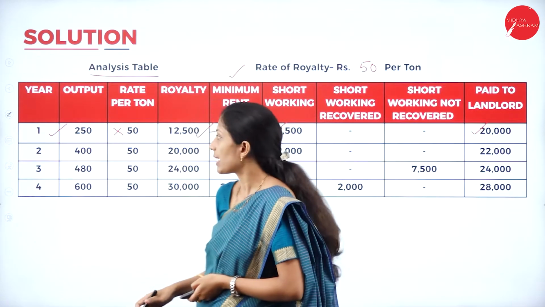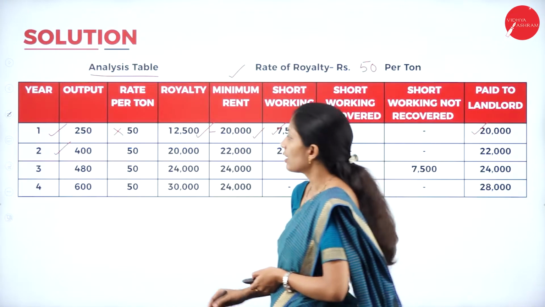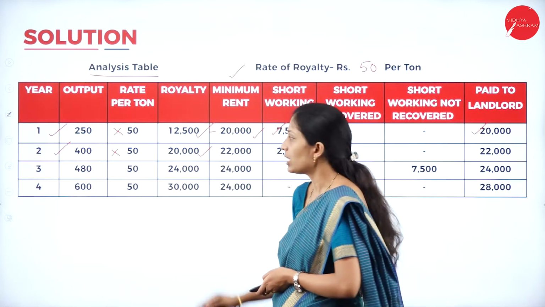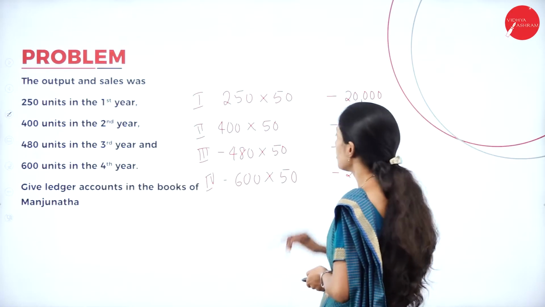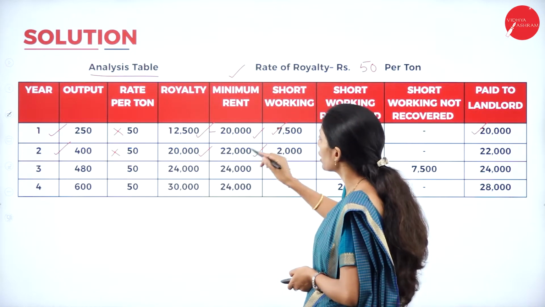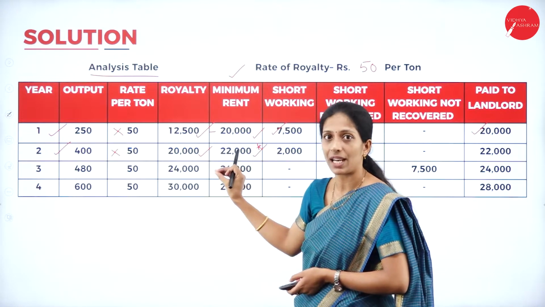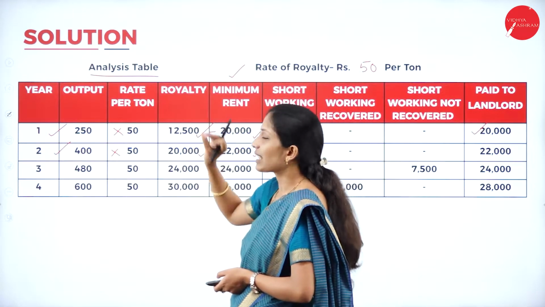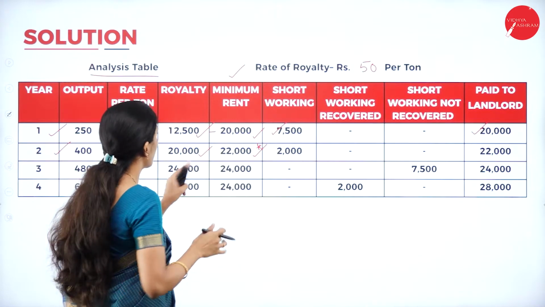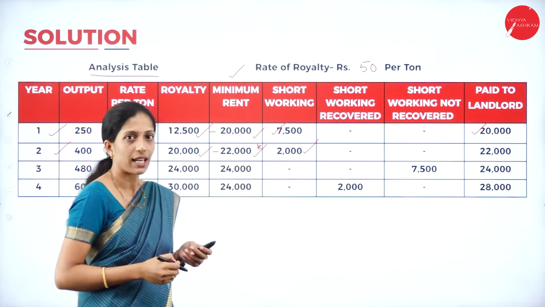Now come to the second year. So what is the actual production? 400 into 50. So 400 into 50 will be the royalty, that is 20,000. Then what is the minimum rent? Minimum rent is 22,000. So in this situation also, you are going to pay the minimum rent because minimum rent is greater than royalty. So you will have short workings here. This 22,000 minus 20,000, so 2,000 is the short workings.